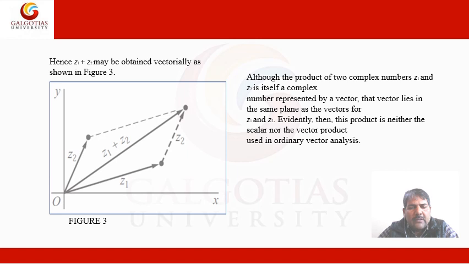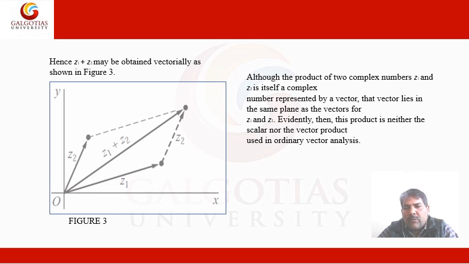Here this z1 is one point represented in the complex plane by this vector, and this z2 is represented by another point in the complex plane by this vector. So the sum of these two vectors will be the resultant of these two vectors, which represents z1 plus z2, that represents here the third point. So the sum of these two complex numbers z1 plus z2 will be different from z1 and z2.